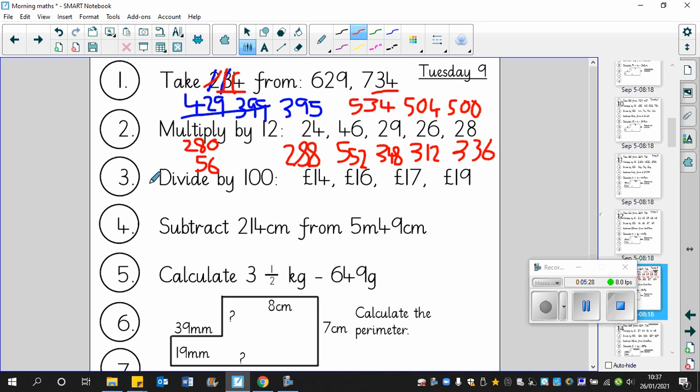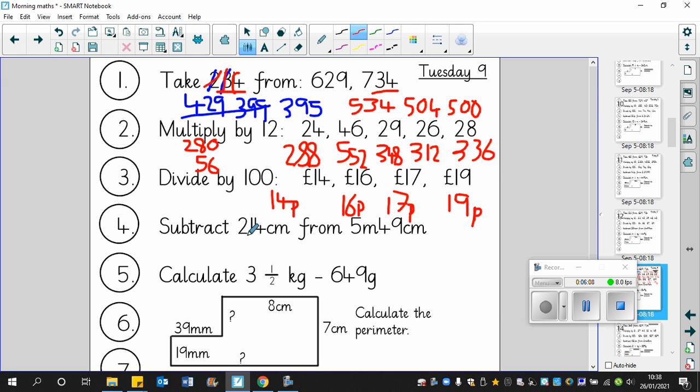Question number 3. Divide these numbers by 100. Well, if you remember, when you're dividing pounds by 100, the answer is whatever the number is, but in pence. Okay, so 16 pence and 17 pence. And the reason why it's exactly the same number but in pence is because there are 100 pence in a pound. Okay.